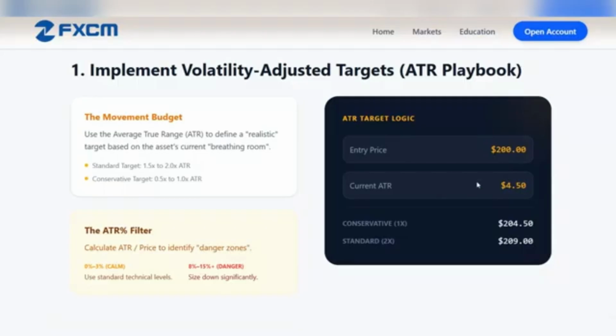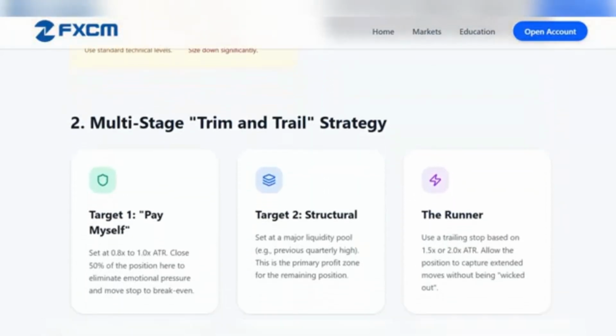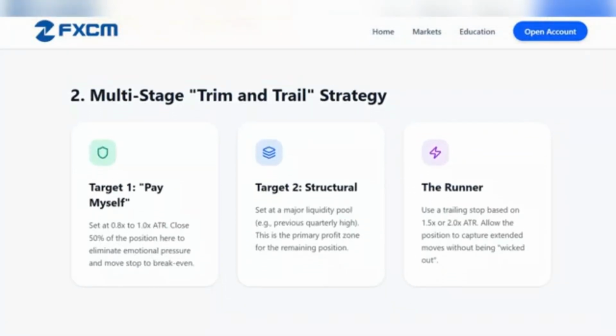Also run the ATR percentage filter, divide ATR by price. If that number is below 3%, markets are calm. Use standard levels. If it's above 8% to 15%, size down and tighten targets to catch quick spikes before they reverse.